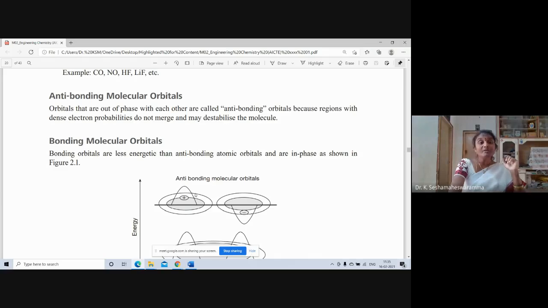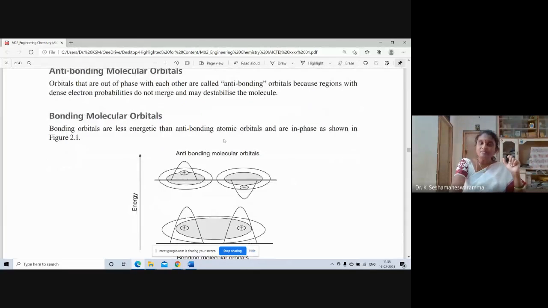But bonding molecular orbitals are less energetic than anti-bonding orbitals and are in phase. See here, both are in phase. Hence, these can be easily merged with each other. A bond will be formed easily here. So that is the difference between anti-bonding molecular orbital and bonding molecular orbital. This is the electron density.